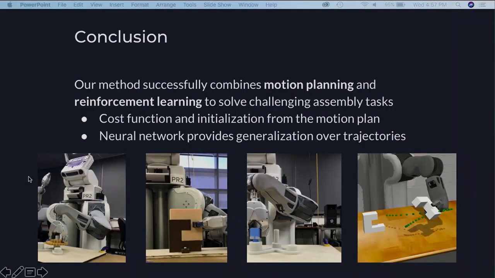So in conclusion, our method is able to successfully combine the complementary strengths of motion planning and reinforcement learning to solve some challenging assembly tasks. The motion plan provides us with a cost function, which is to be minimized by a reinforcement learning algorithm, such as ILQG. It also provides us with an initialization, which reduces the sample complexity of this learning process. To provide generalization over task modifications, we propose a neural network architecture which accepts the reference trajectory as an additional input and learns how to track this.